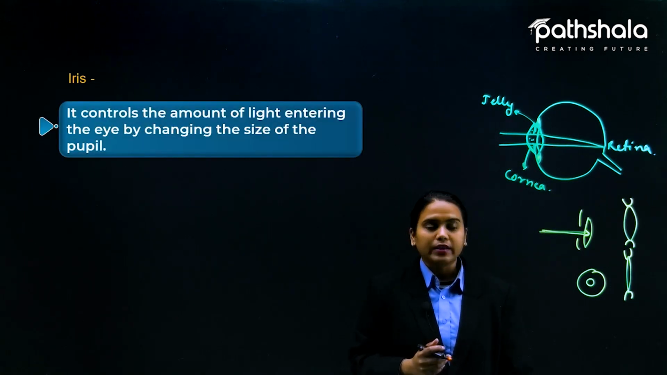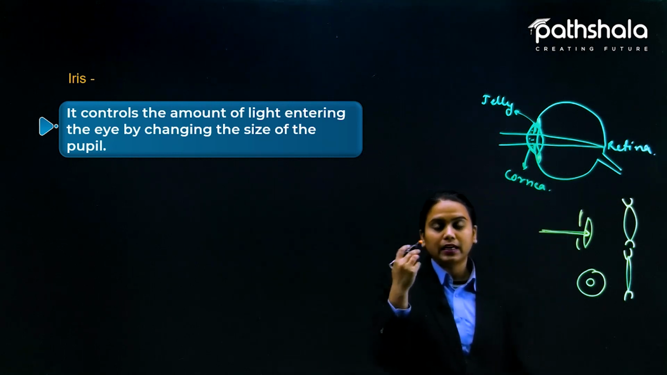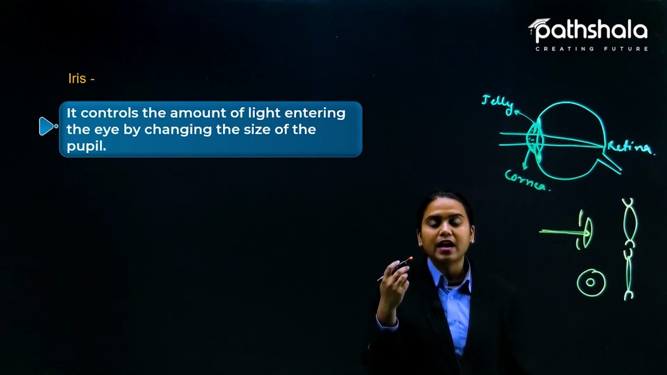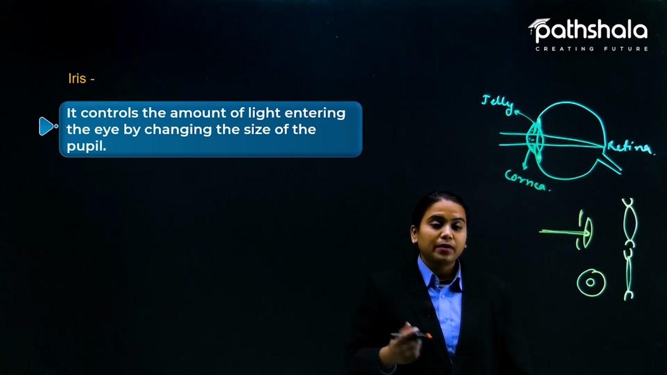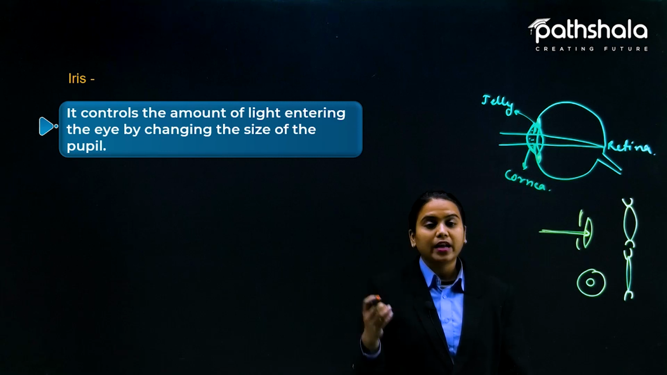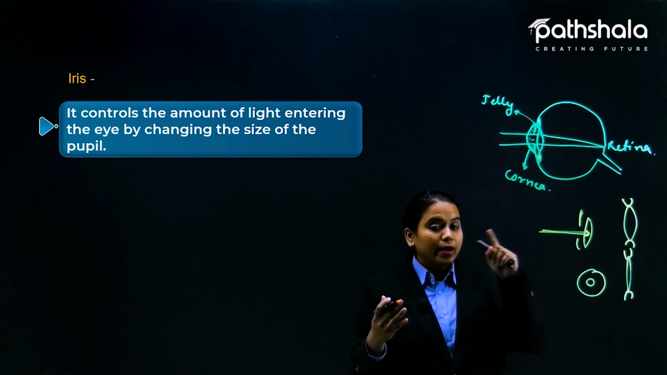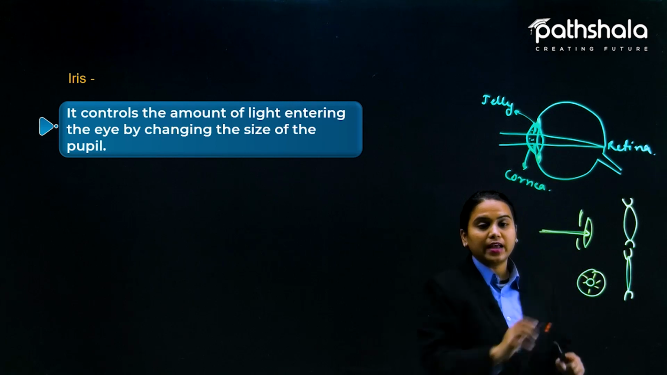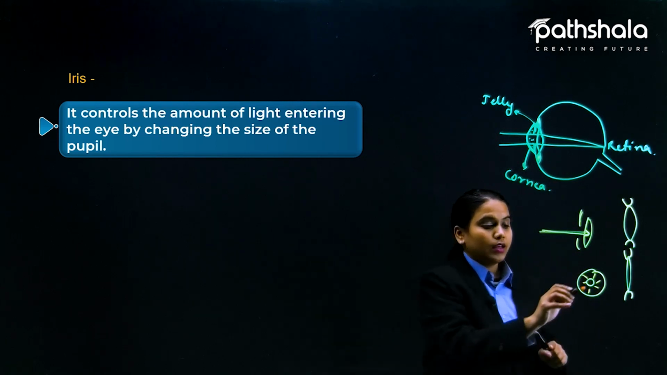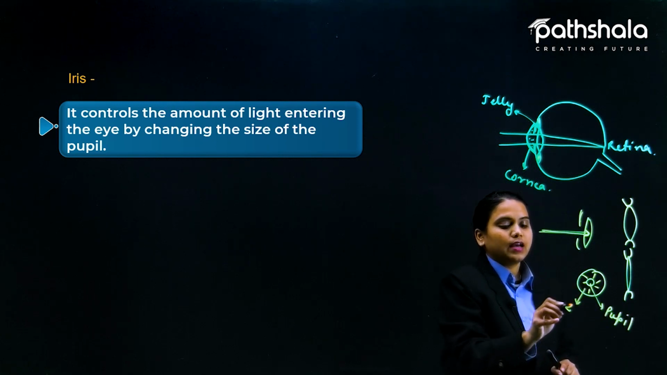Here is the iris. So students, the iris, the colored part of the eye that we are able to see, is actually the iris. Some people have different colors like green eyes, blue eyes and black eyes. So it is actually the color of the iris. Let's suppose this is the iris, and in between, this part is the pupil.